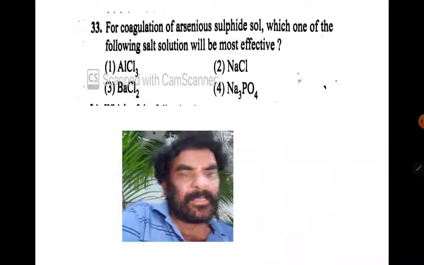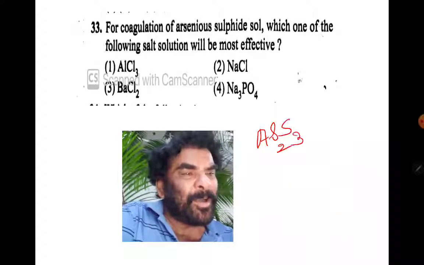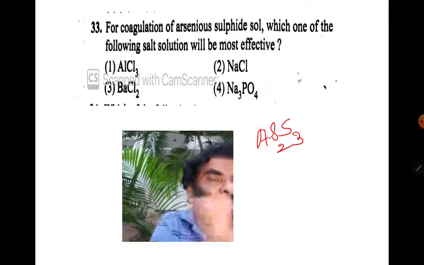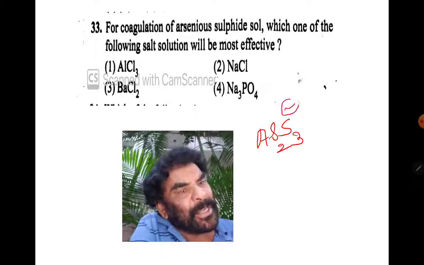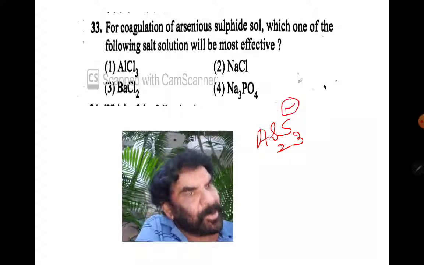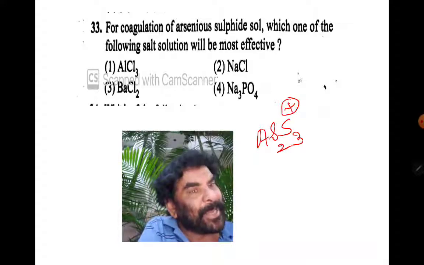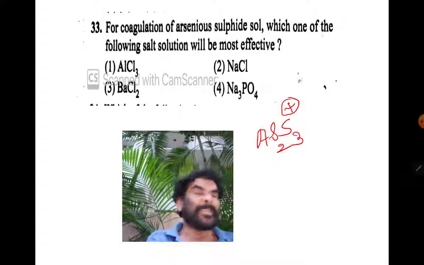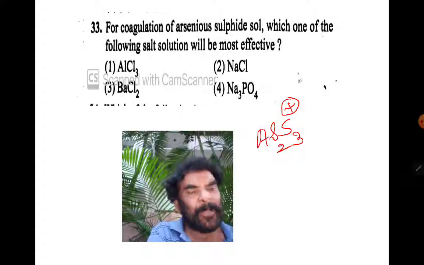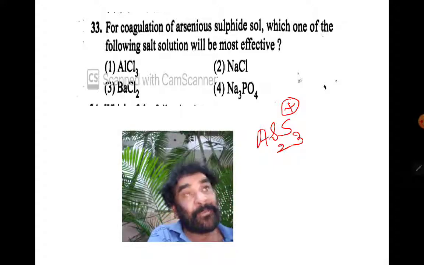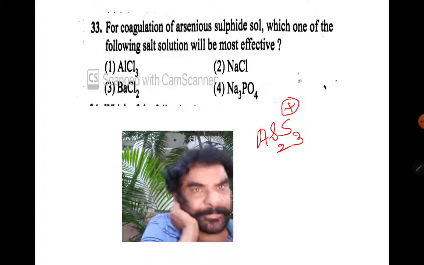Coagulation of the arsenic sulfide, right? When you come to the coagulation of a colloidal solution, you should know the charge on the colloid. If it is negatively charged, cations are the coagulating ions. If it is positively charged, negatively charged ions have to be taken into consideration, according to the Hardy-Schulze rules. That is, the active ion with the higher valency has more coagulating power.